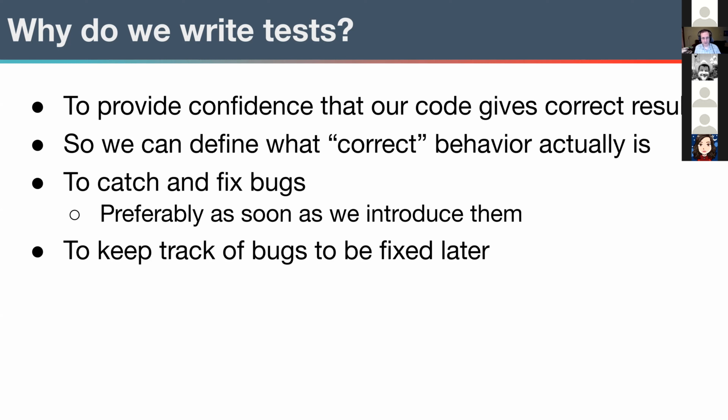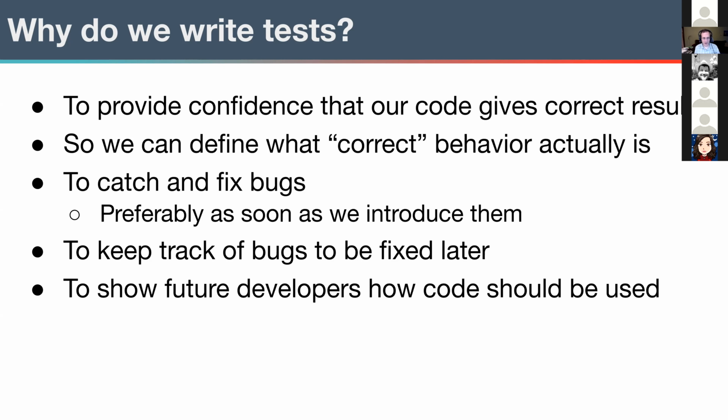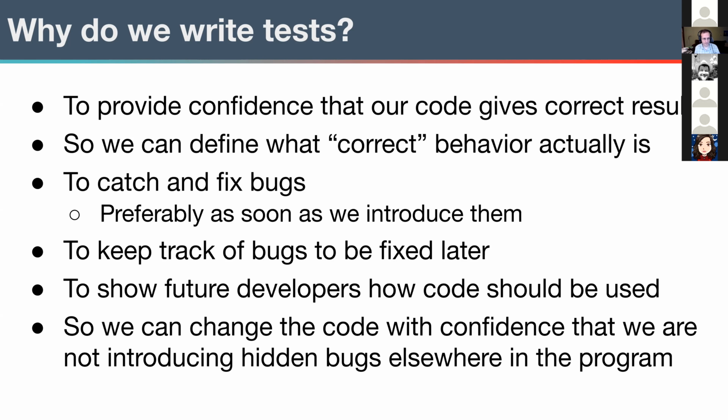We can also sometimes write tests to keep track of bugs that we plan on fixing later, or tests for functionality that we plan to write later. So we can mark these tests as expected to fail for the time being. Tests also end up being a form of documentation. They're a way to show future developers how code is intended to be used. And we write tests so that we can change the code with confidence that we're not introducing hidden bugs somewhere else in the program.